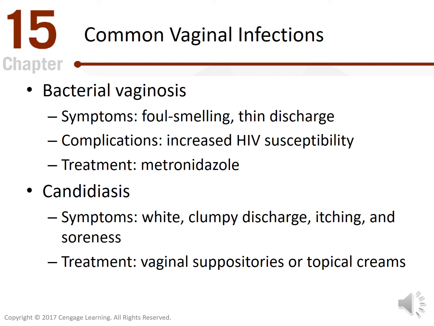Common vaginal infections. Bacterial vaginosis. The symptoms include foul-smelling, thin discharge. Complications are increased HIV susceptibility. And treatment is metronidazole. Candidiasis. The symptoms include white, clumpy discharge, itching, and soreness. Treatments are vaginal suppositories or topical creams.